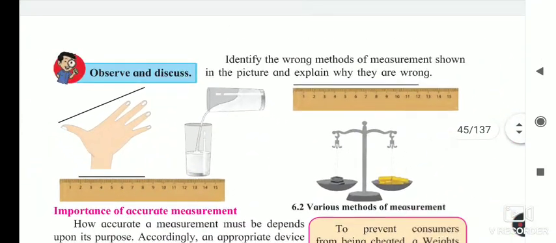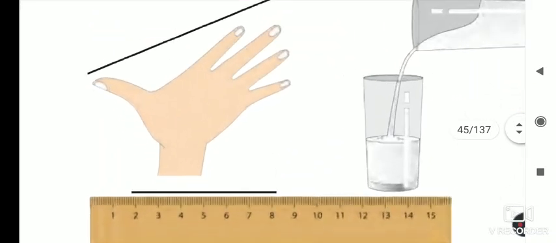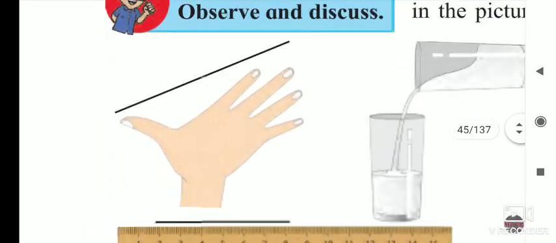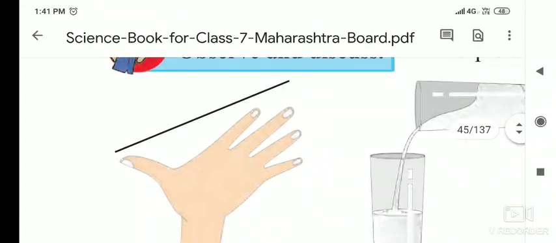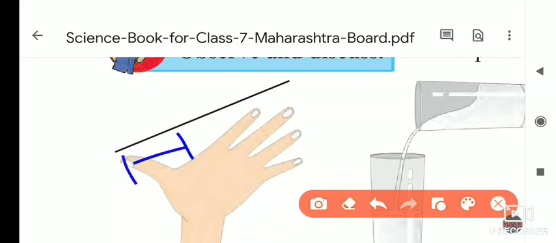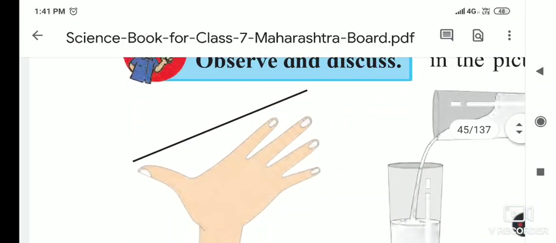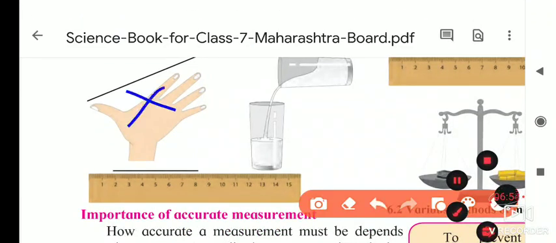Now identify the wrong methods of measurement in the picture and explain why they are wrong. So first of all, we will move to the first picture. Here it is the span. If you see, this span is different for different persons. If you take a small child's hand, it is very small. If you are big, your hand is big. So this is the wrong way, because it changes from person to person.